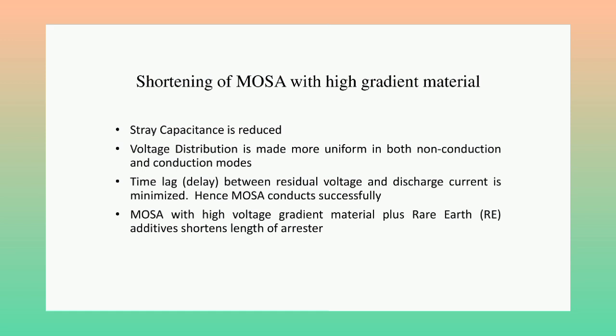Shortening of the MOSA with a high gradient material: stray capacitance is reduced. Voltage distribution is made more uniform in both non-conduction and conduction modes. Time lag between residual voltage and discharge current is minimized. Hence the MOSA conducts successfully. A MOSA with high voltage gradient material plus rare earth additives shortens the length of the arrestor.